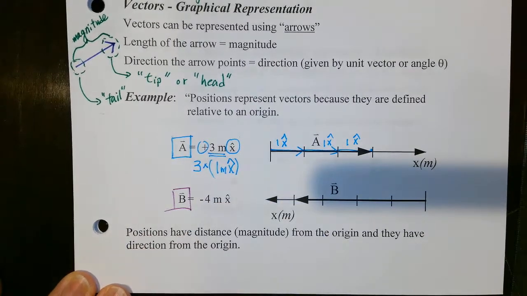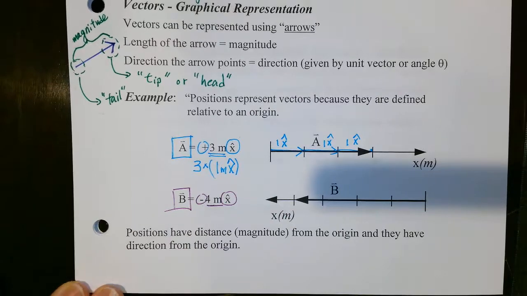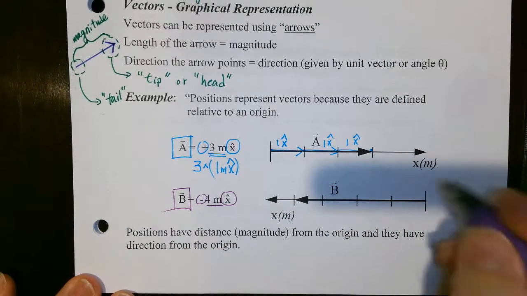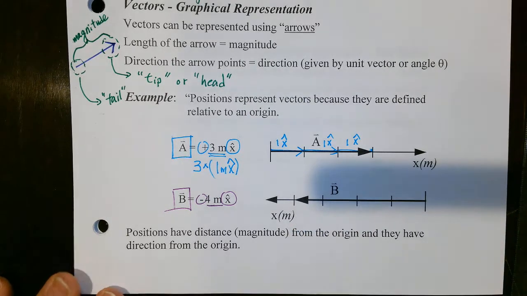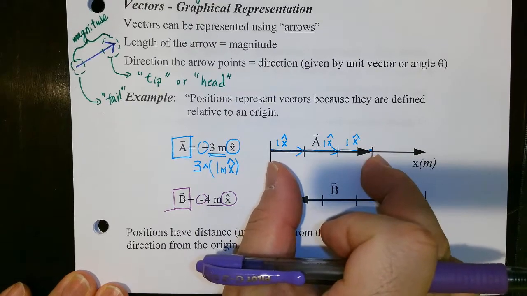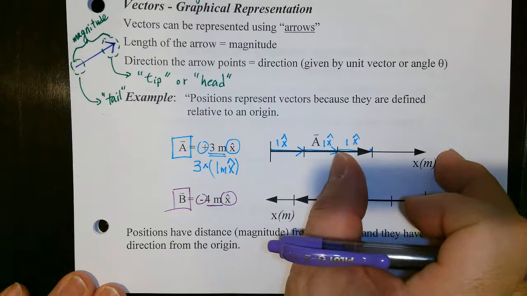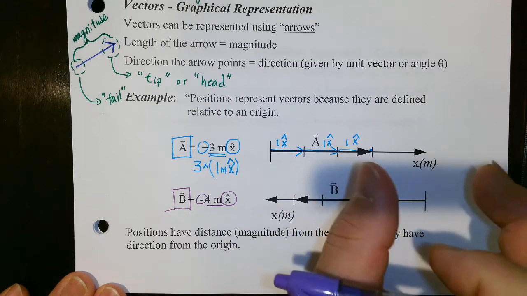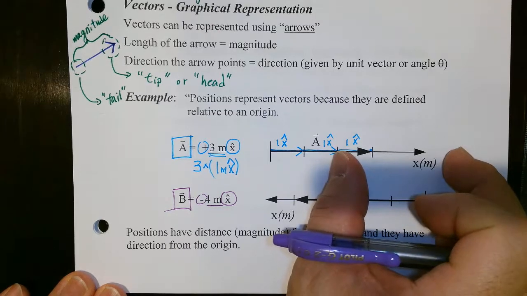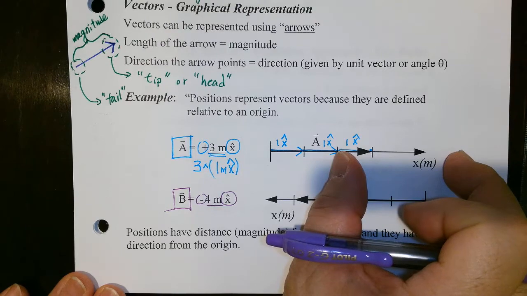B vector also states that it's 4 meters in the negative x direction, or negative 4 meters x-hat. Again, it starts here at the origin, and then it moves 4 meters in the negative x direction. Now, these vectors don't have to always start from the origin. They can actually start from positive 2 and go to positive 5, as long as it is 3 meters in length and it's going in the positive x direction. It's still the same A vector.